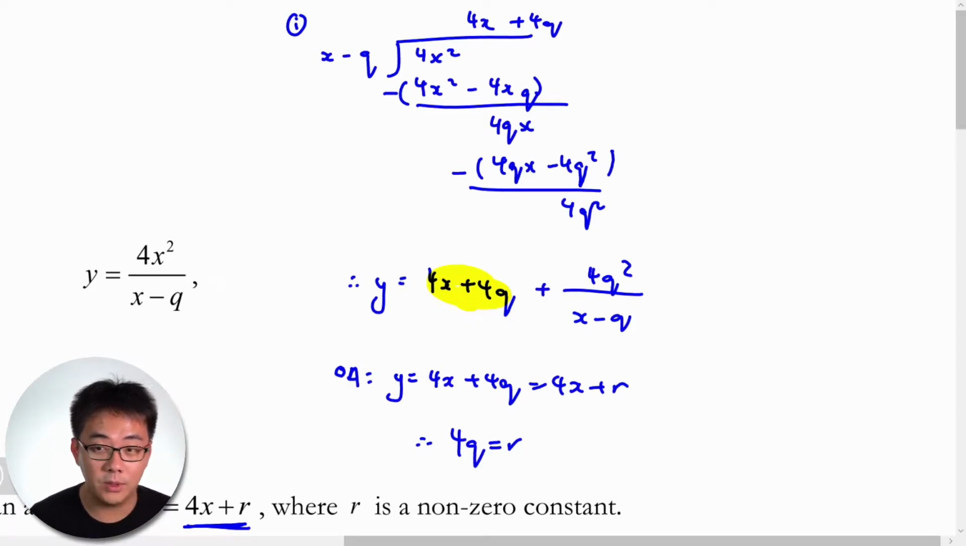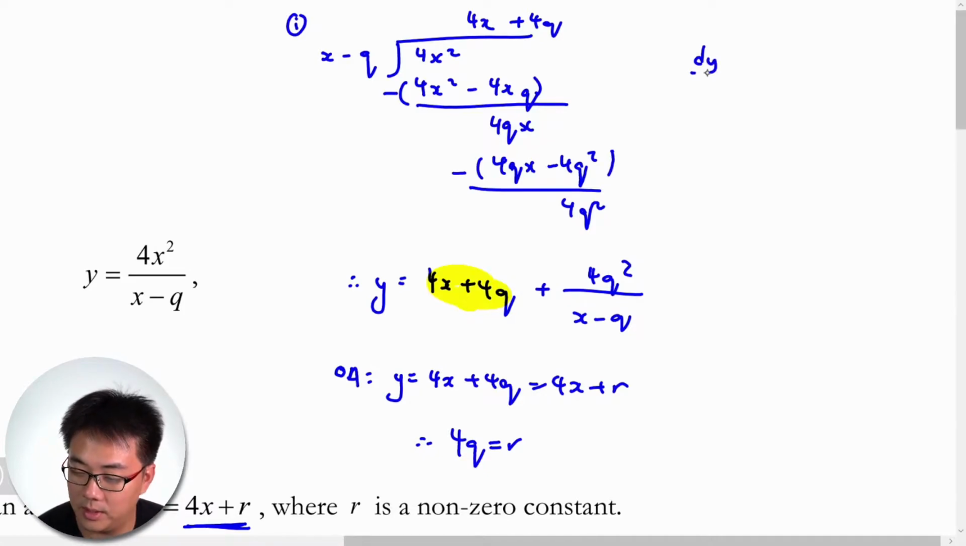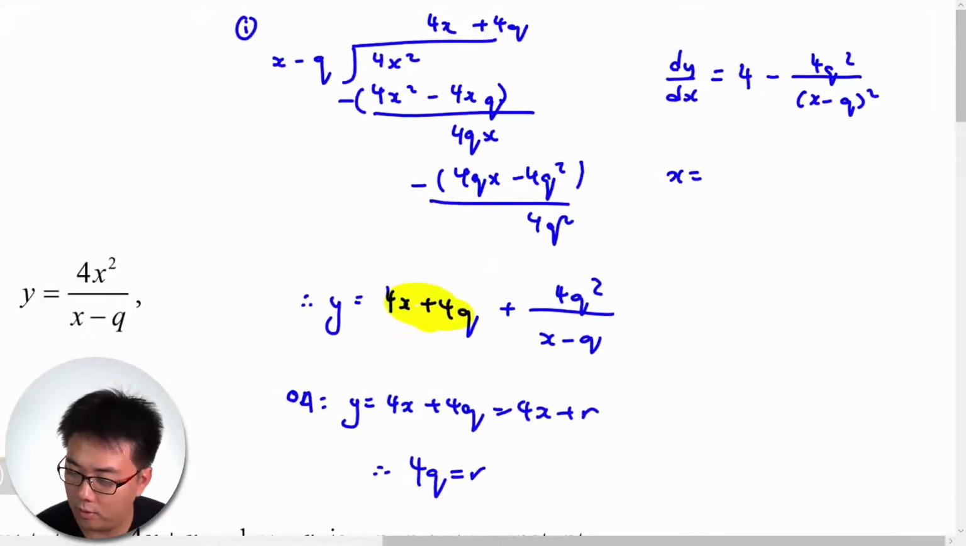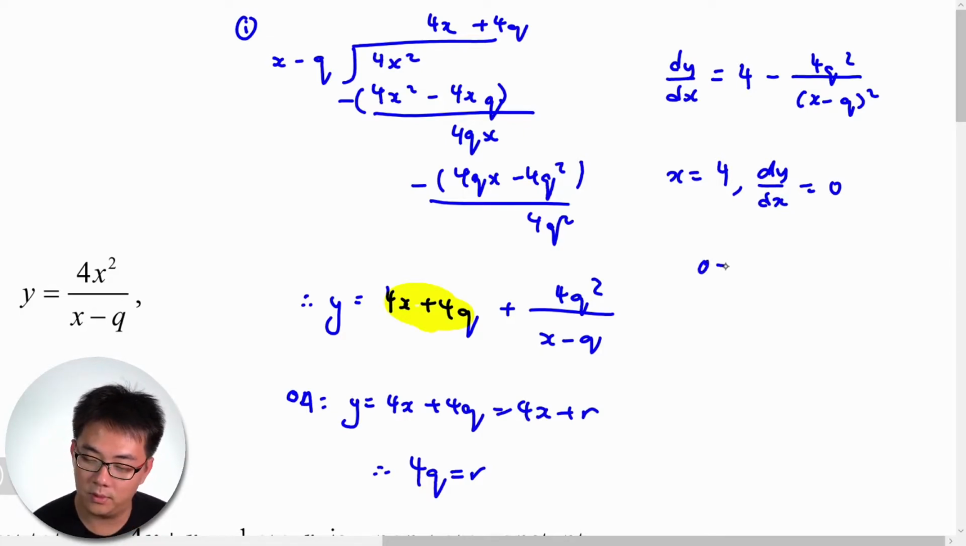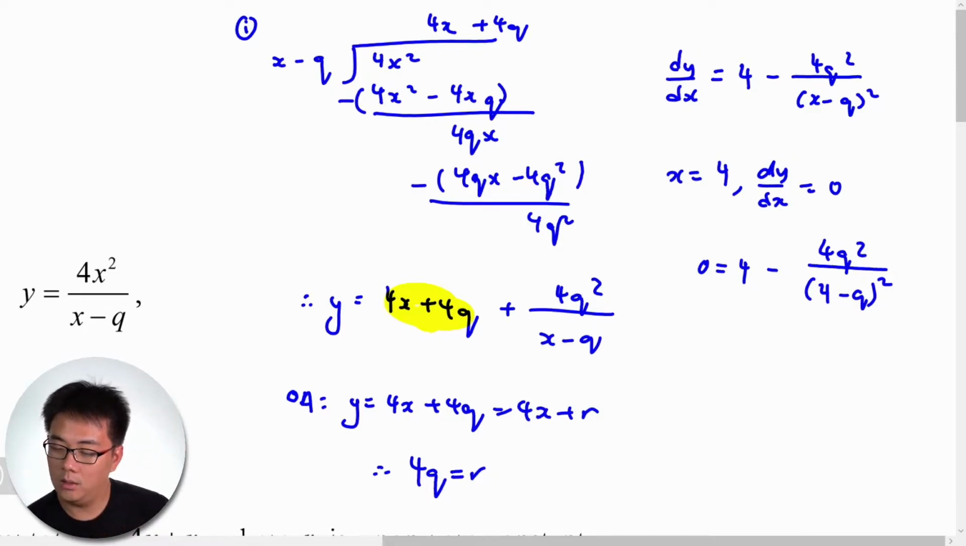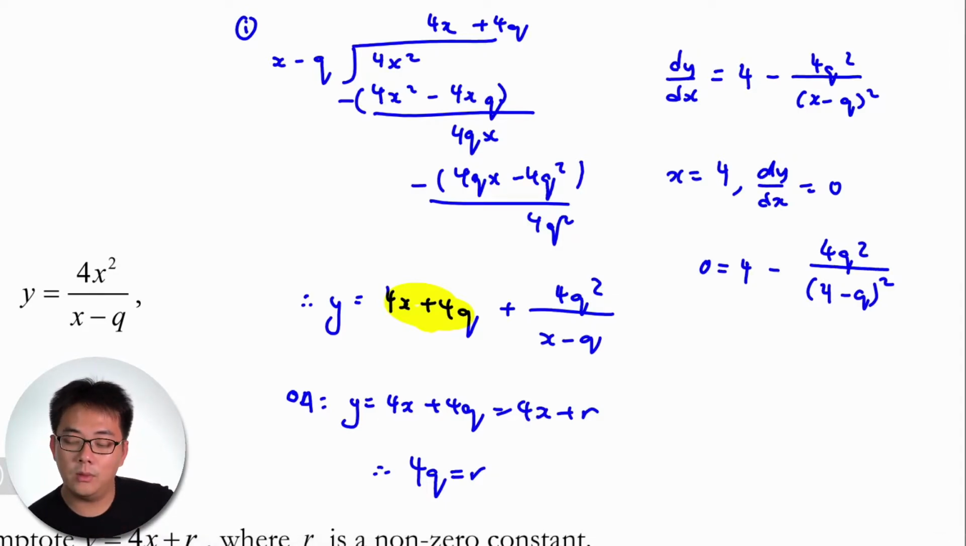So what I'm going to do is differentiation. dy/dx will be 0. So this will be 4 minus, the top is a constant, so 4q squared over x minus q squared. When x equals 4, dy/dx equals 0. Substitute 4 in, so you get 0 equals 4 minus 4q squared over 4 minus q squared. Then you are able to solve for q.